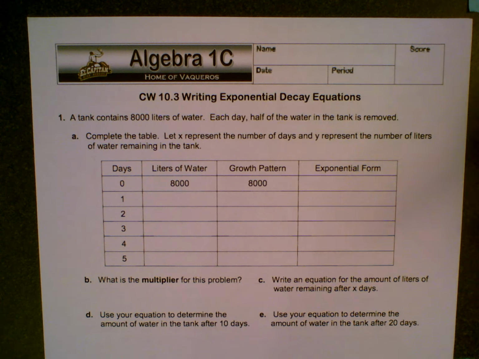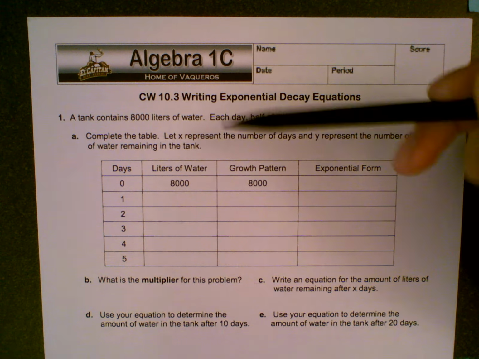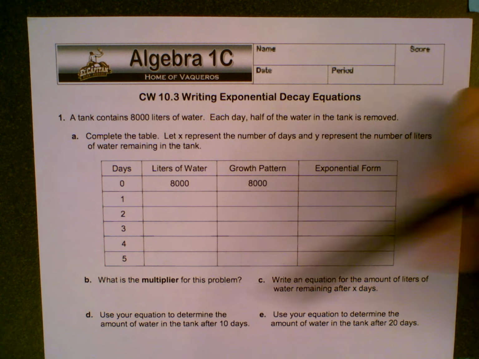A tank contains 8,000 liters of water. Each day, half the water in the tank is removed. Complete the table. Let x represent the number of days and y represent the number of liters of water remaining in the tank. All right, so it's going to be first easiest to answer this column of liters of water.